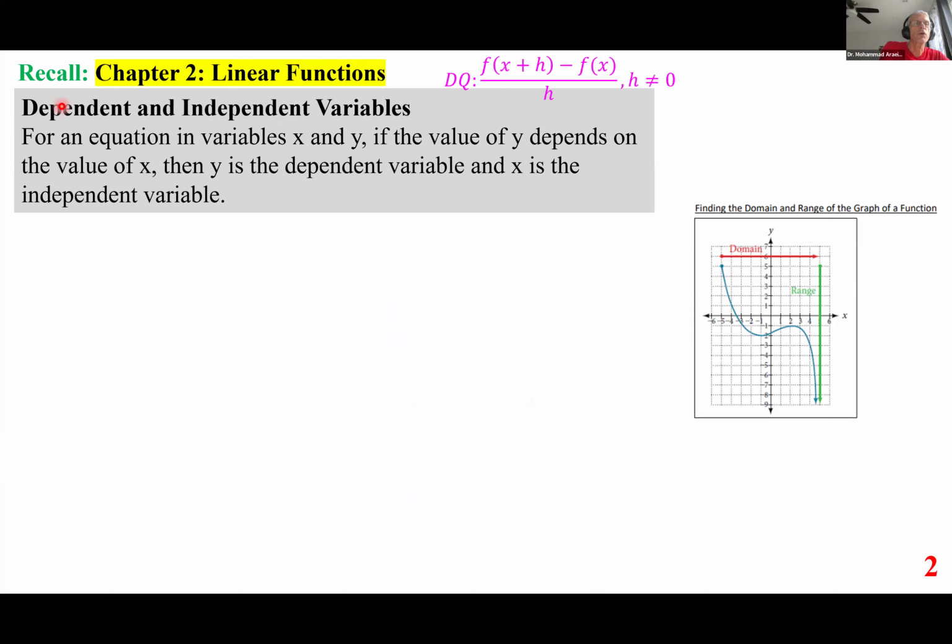So linear functions, recall, dependent and independent variables. For an equation in variables x and y, if the value of y depends on the value of x, then y is the dependent variable and x is the independent variable. We are looking at a pair x comma y.